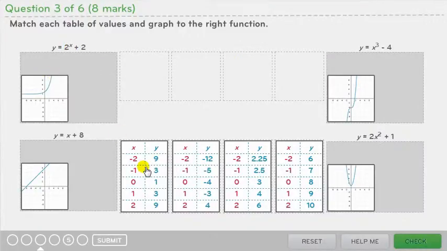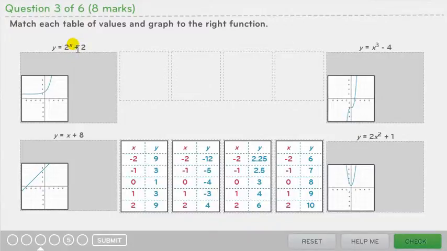Next, we need to do the table of values. And there's many ways that we can do the table of values. Probably the easiest way is to start substituting in one of the values for each equation. I'm going to substitute in the 0 values on each one of these into all of the equations and find out which table of values matches each graph. So let's start with x equals 0.